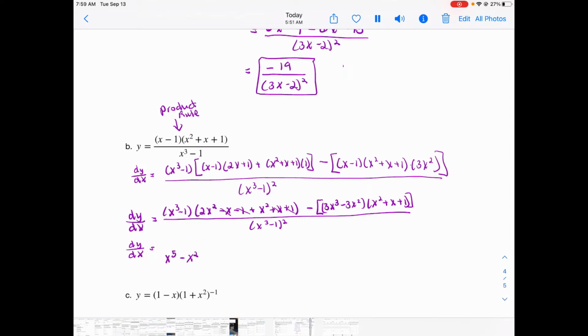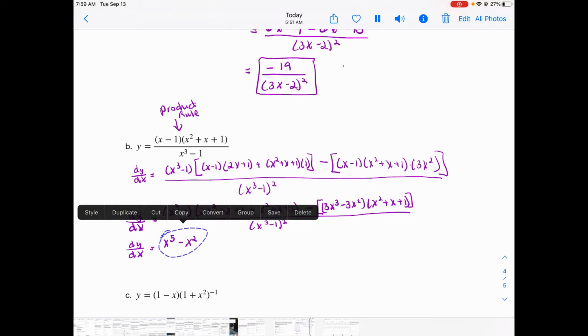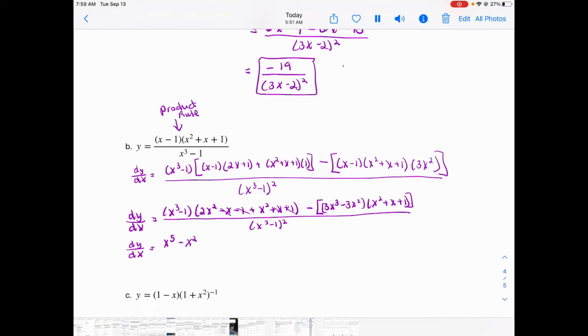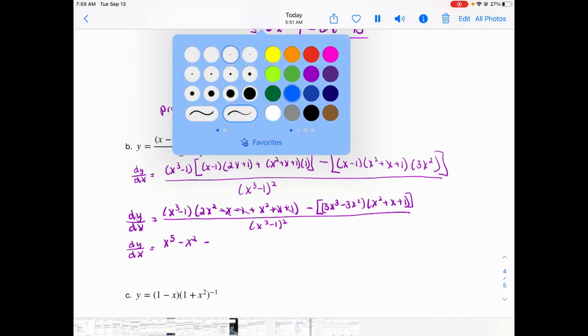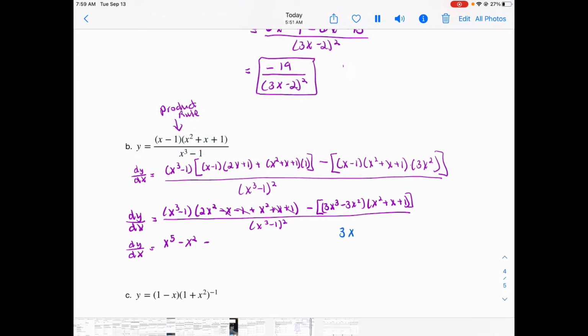All right, so I'm going ahead and multiplying those together. So I get x to the 5th minus x squared. I didn't think it would simplify down that much. Minus, and then here I'm going to multiply these together. I'm going to do it off to the side so I can write my answer. So I'm distributing the 3x cubed to each term in that second parentheses inside the brackets. Now I'm going to distribute the negative 3x squared to every term in the second set of parentheses.